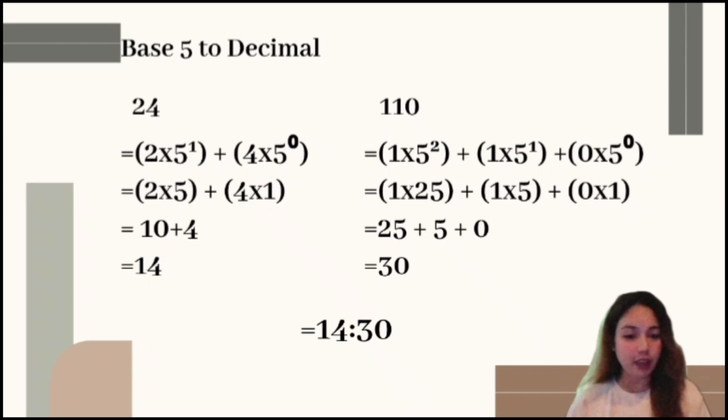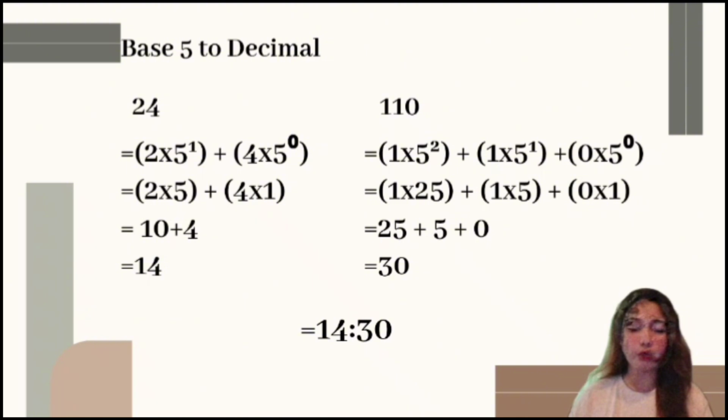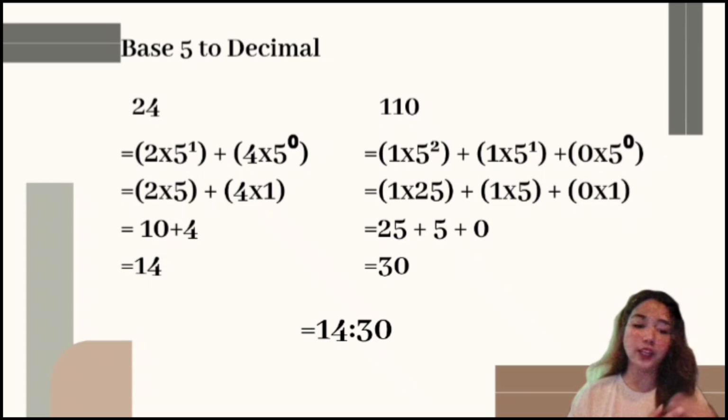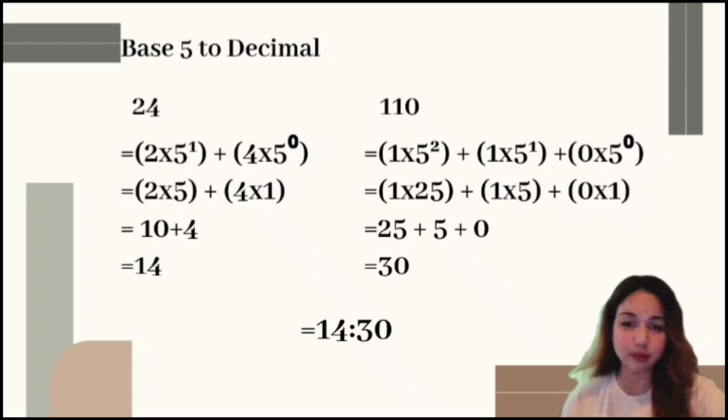1 times 25 is 25. 1 times 5 is 5. 0 times 1 is 0. Just add those numbers and we will get the number 30. So 110 from base 5 system will be 30 minutes again in the normal clock system.